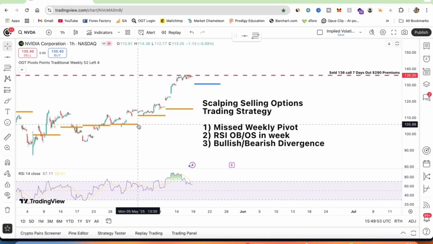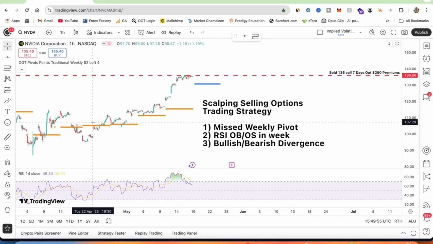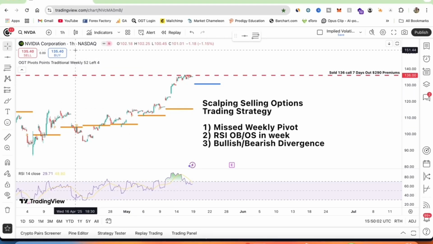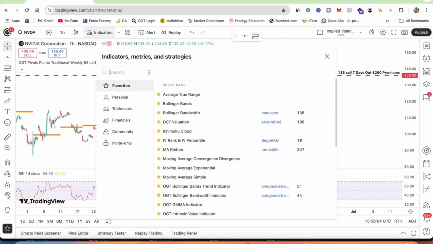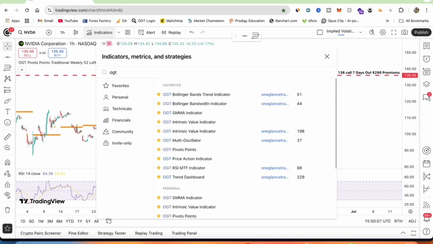So the first indicator you need for this strategy to work, or to analyze any stock, is the OGT Pivot Points indicator. Again, it's my own proprietary indicator. If you type in OGT, you see I've got a number of indicators. They're all available for free on TradingView, so make sure you get them, and I've got various YouTube videos on every single one of these. So it's called OGT Pivot Points.